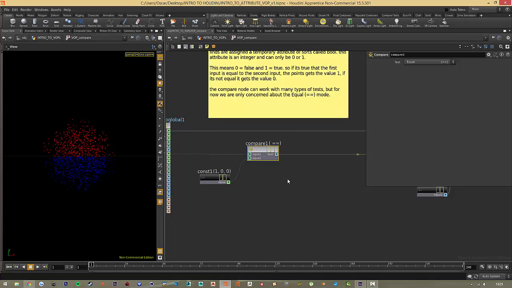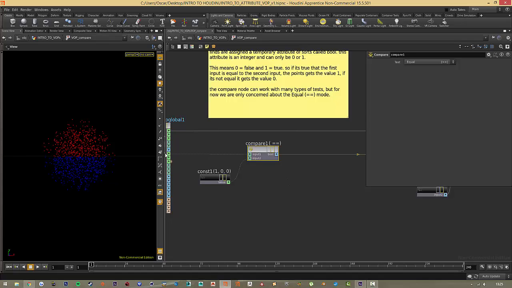And how Houdini does this with the compare node is that if something is false, it gets the number 0. This is not an attribute that is added or anything. It's just in this equation here in the VOP. This point gets a 0 if it's not 1, 0, 0. All the points, however, that are 1, 0, 0 get the Boolean true, which is the number 1, okay?